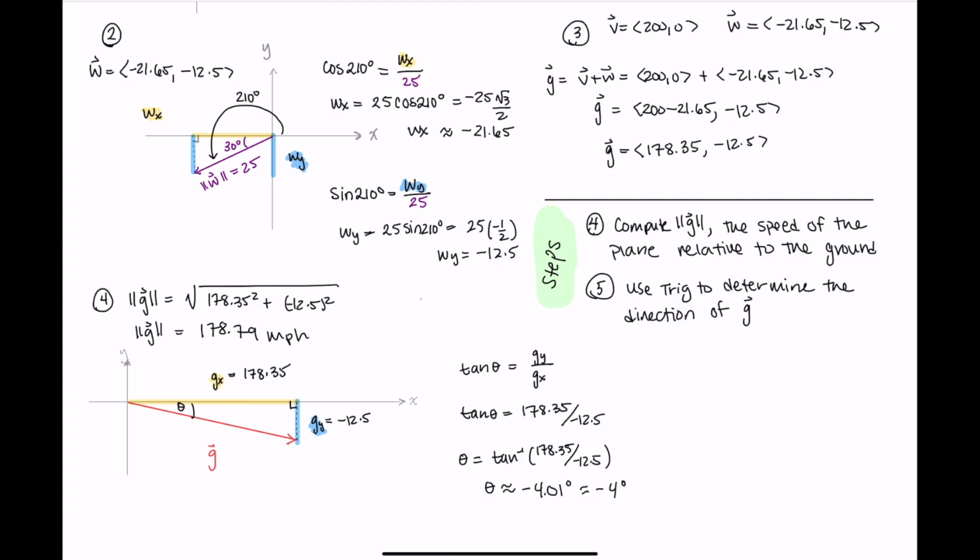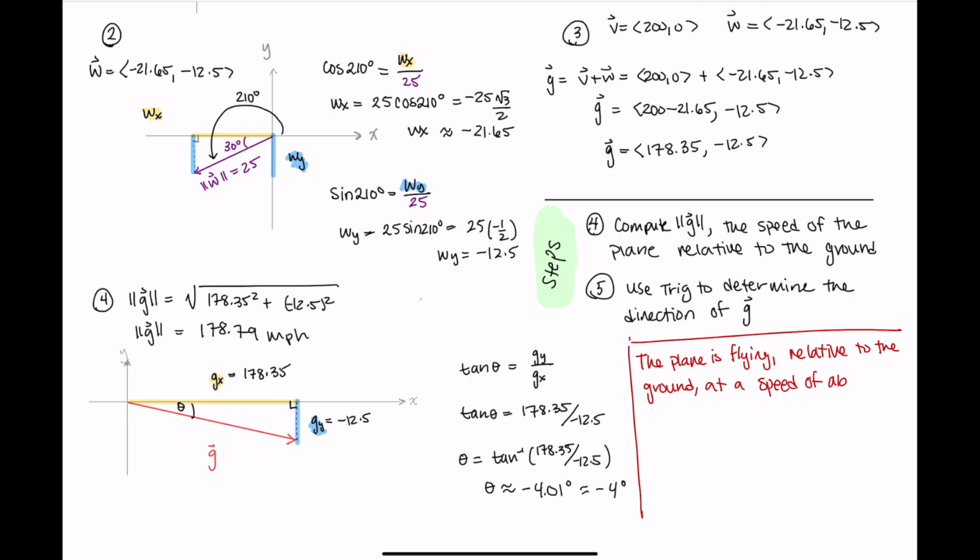And now what direction is that? Well, this is south and east, so 4 degrees southeast. Let's go ahead and write out our conclusion now. That is, the plane is flying relative to the ground at a speed of about 179 miles per hour with a direction of 4 degrees south of east. All right, everybody, keep calm and math on.